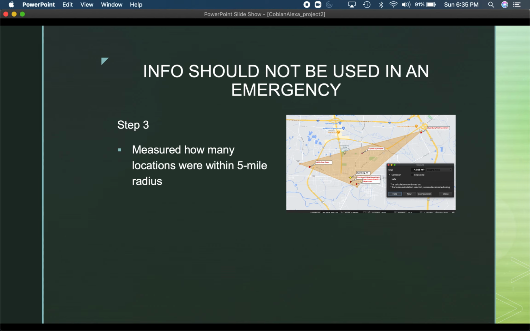The next step that I did is I measured how many of those locations were within a 5-mile radius. So as you can see here, there are 1, 2, 3, 4, 5 locations within that radius.